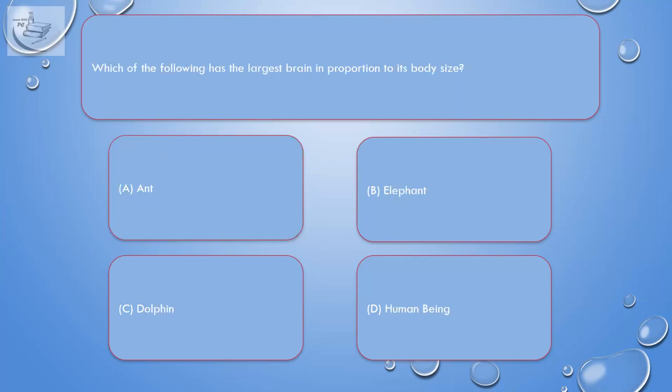Question: Which of the following has the largest brain in proportion to its body size? A. Ant. B. Elephant. C. Dolphin. D. Human being. Correct answer is A. Ant.